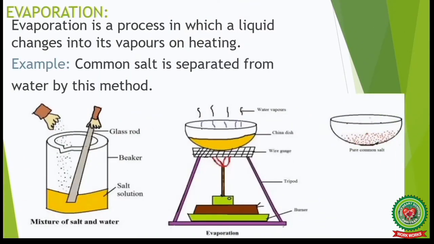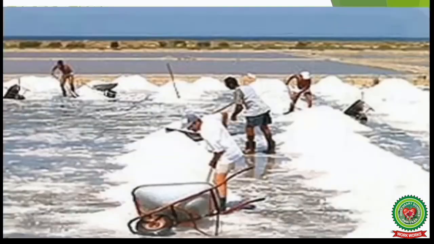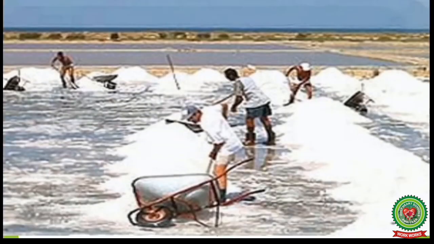Next method is evaporation. This method is also used to separate a solid liquid mixture. It is a process in which a liquid changes into its vapors on heating. For example, we can separate salt from water by using this method. Also, salt is separated from seawater by natural evaporation.